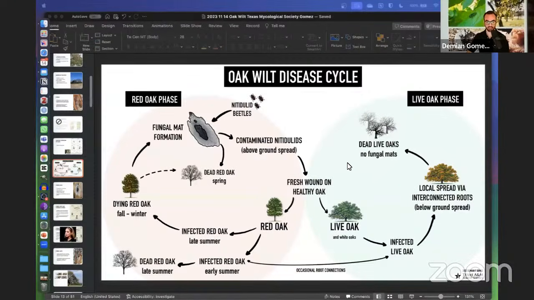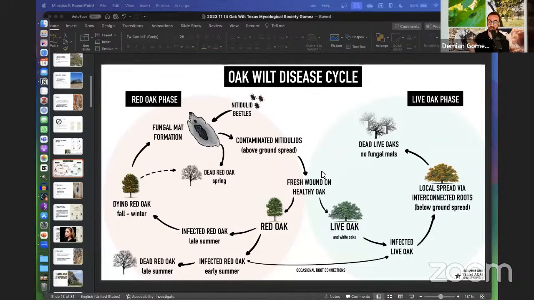So basically what's going on is that the wound, either on a red oak or a live oak, is going to attract the beetles, right? When you make a cut, or if you have a wound of any type, it could be a storm, it could be a freeze, it's going to produce sap, right? Particularly for the first couple days. And that sap is going to be attractive for the sap beetles.